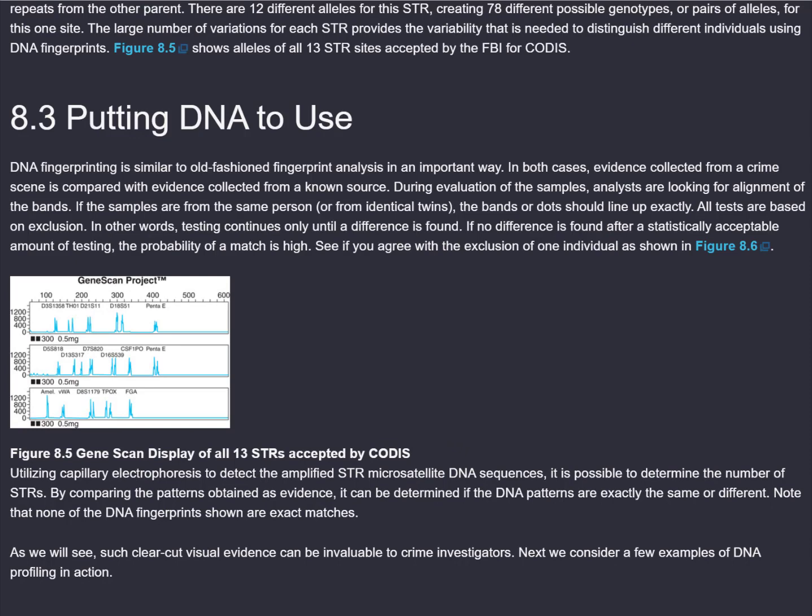repeats from the other parent. There are 12 different alleles for this STR, creating 78 different possible genotypes, or pairs of alleles, for this one site. The large number of variations for each STR provides the variability that is needed to distinguish different individuals using DNA fingerprints. Figure 8.5 shows alleles of all 13 STR sites accepted by the FBI for Cody's.